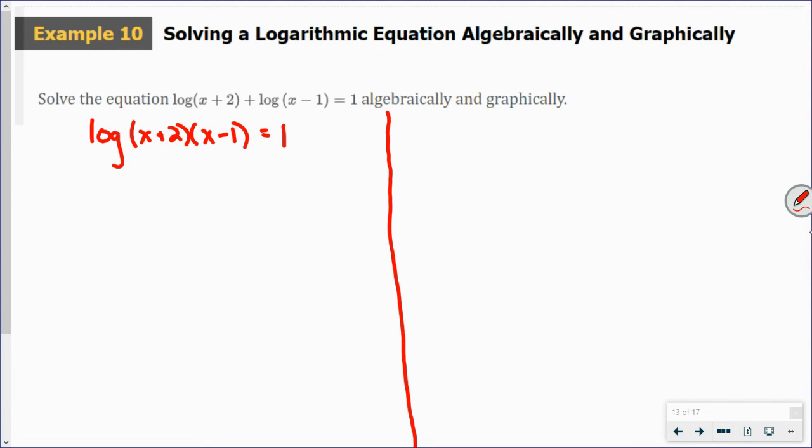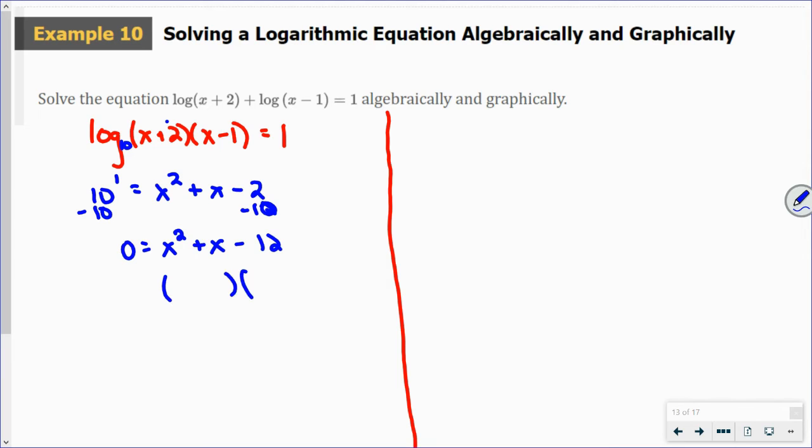But I can go ahead and rewrite this as log or exponential. This is base 10. So 10 to the first equals, if I go ahead and multiply this out, x squared plus x minus 2. Okay, this is a quadratic, so set it equal to 0 and solve. 10 to the first is 10. But if I subtract 10 from both sides, 0 equals x squared plus x minus 12.